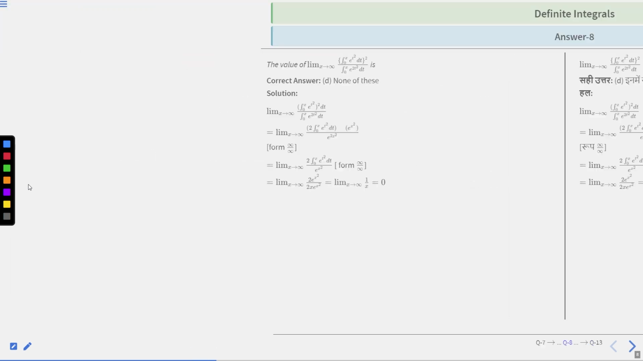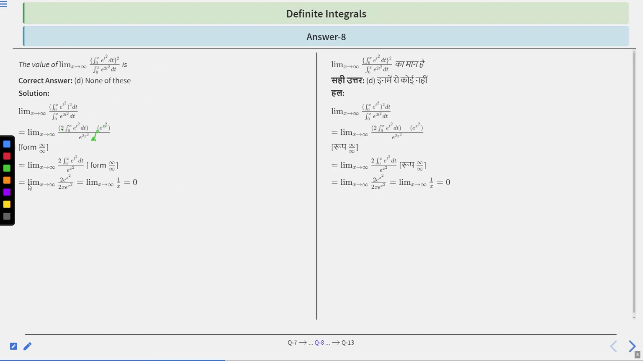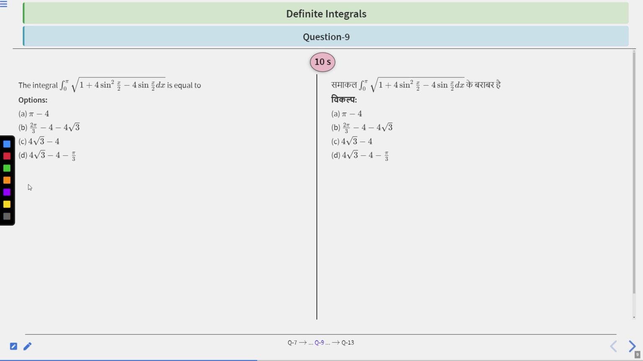Okay, let's move to the next question. Question number 9, which says that we have to calculate the integral from 0 to pi of root over 1 plus 4 sin²(x/2) minus 4 sin(x/2) dx.